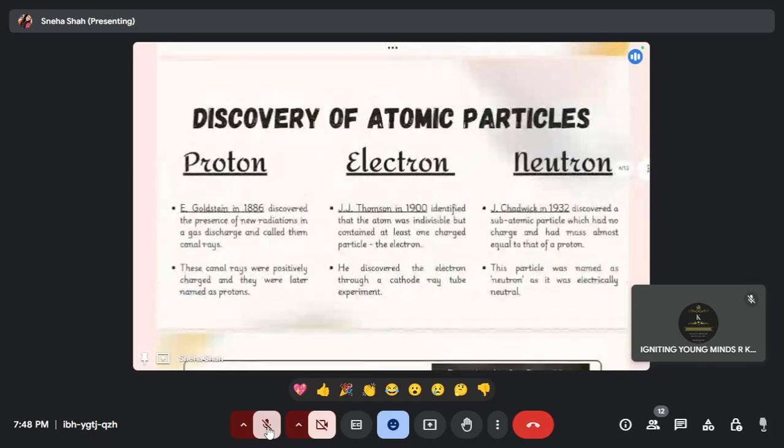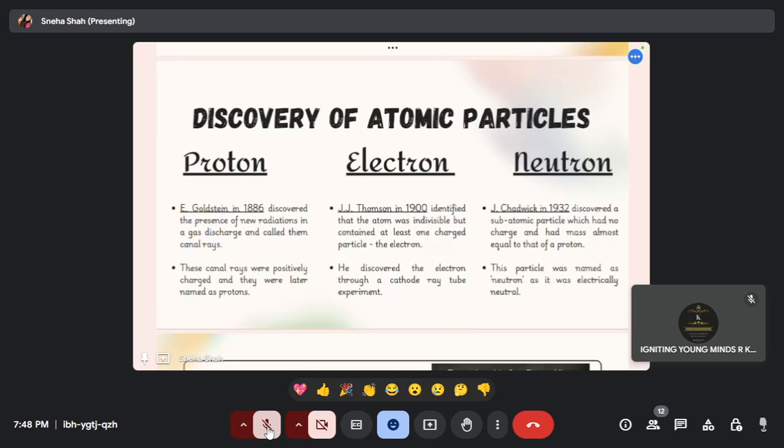Now, after the discovery of such particles, there was a series of experiments taken up by various scientists to understand how these particles are actually arranged in the atom. The neutron was discovered much later in history, in 1932. Before that, only the structure of the proton and electron and their arrangement in the atom was understood.